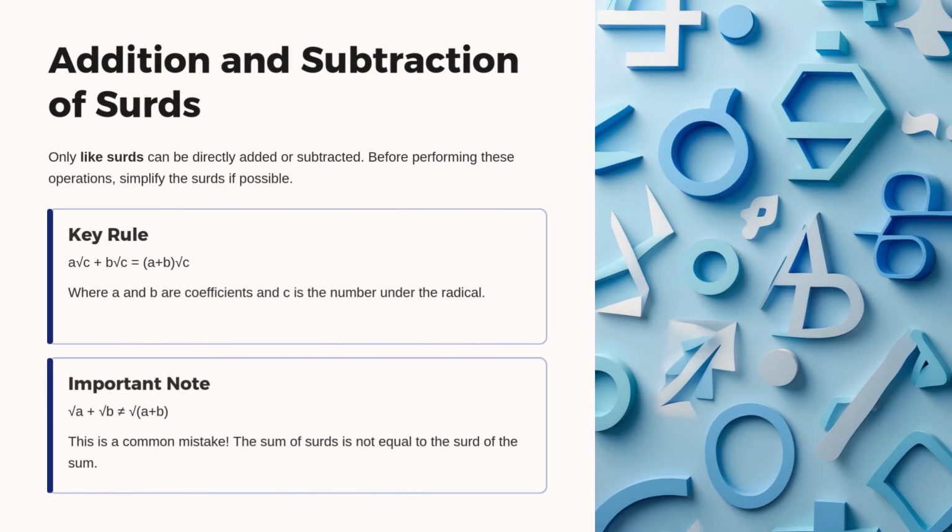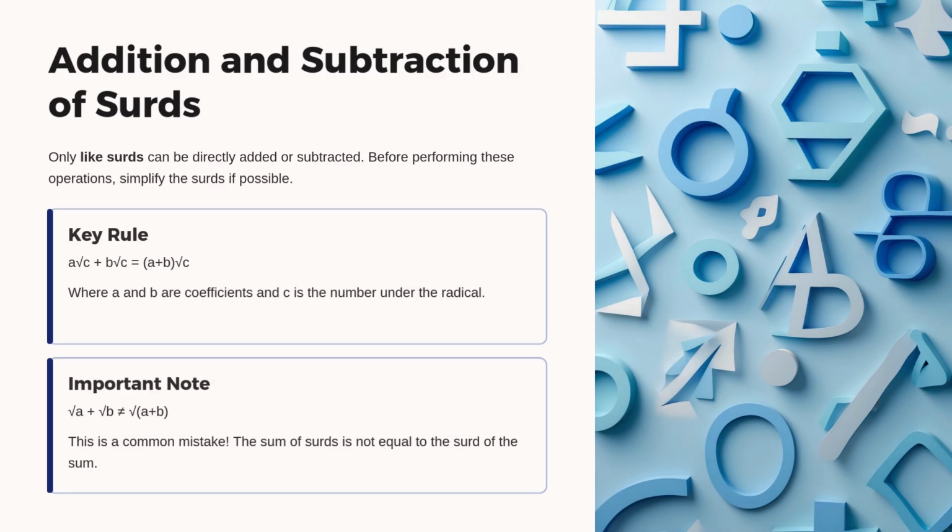Addition and subtraction of surds. Only like surds can be directly added or subtracted. Before performing these operations, simplify the surds if possible. Key rule: a times square root of c plus b times square root of c equals (a plus b) times square root of c, where a and b are coefficients, and c is the number under the radical.